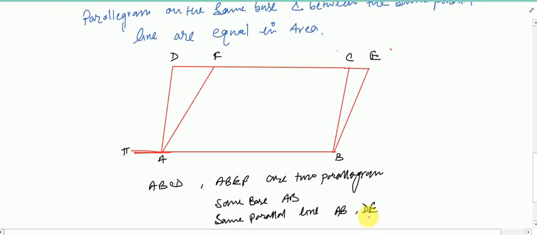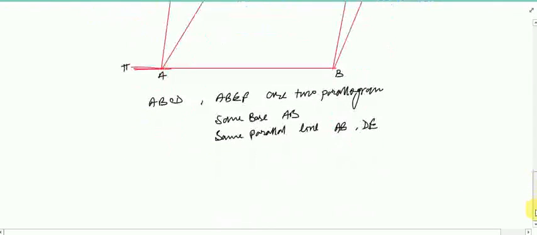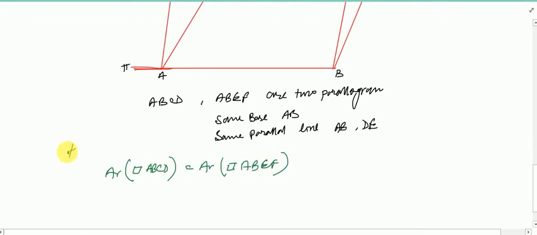So their areas will definitely be equal. The theorem says that their areas will definitely be equal. So the theorem tells us that the area of parallelogram ABCD is equal to the area of parallelogram ABEF. These two, if this condition holds, then these things will definitely hold. Okay.